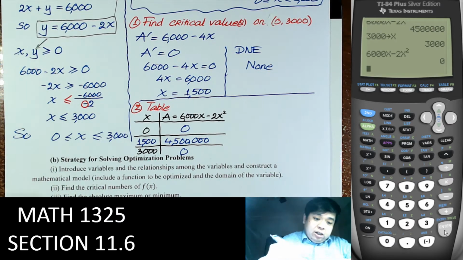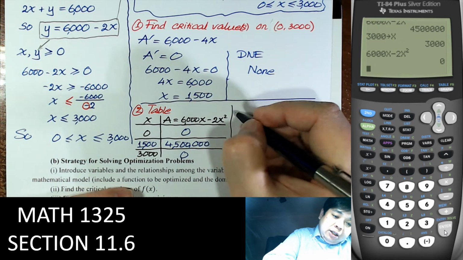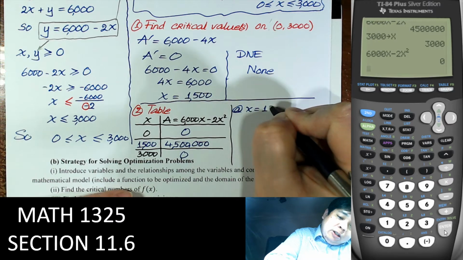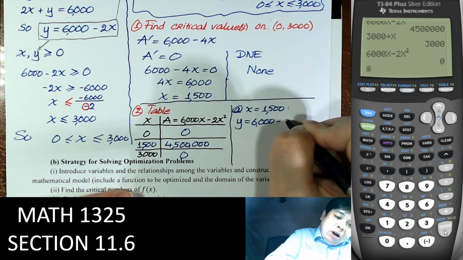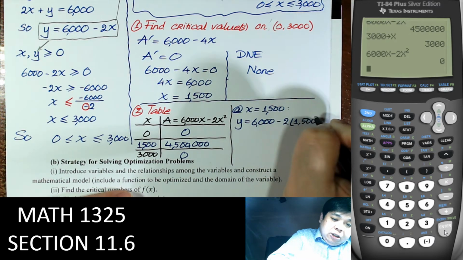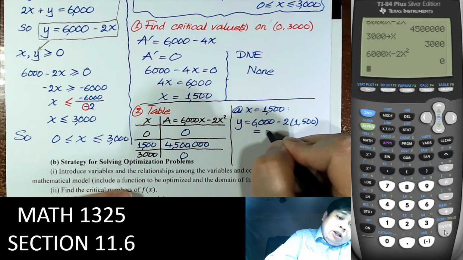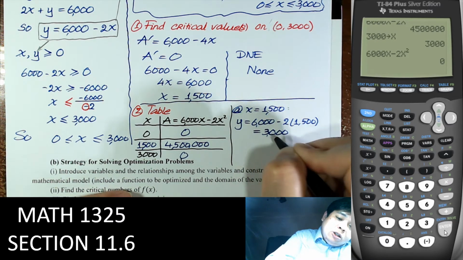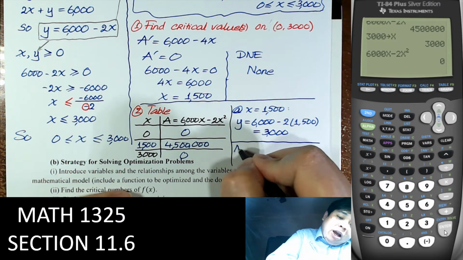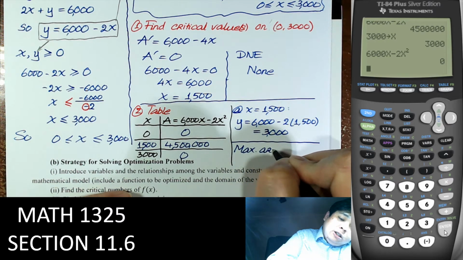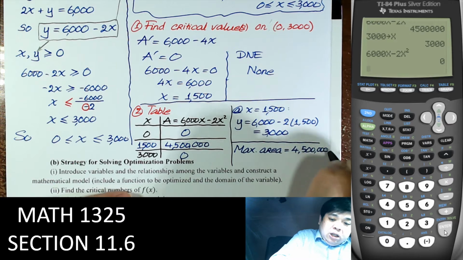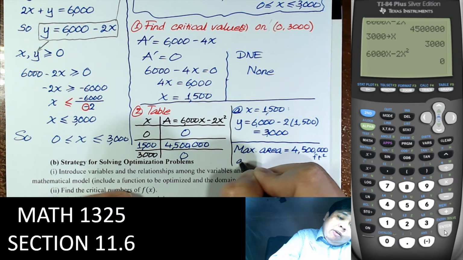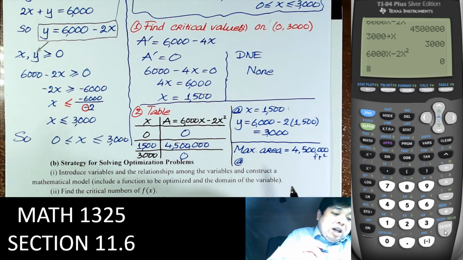So we find y at x equal to 1500. y equals 6000 minus 2 times 1500. 6000 minus 3000 is 3000. The conclusion is the max area equals 4.5 million. The unit will be square feet. It happens when x equals 3000. I'm sorry, x equals 1500 and y equals 3000 feet.